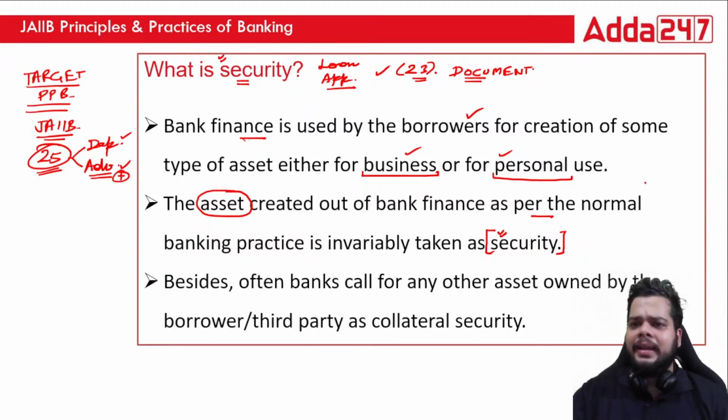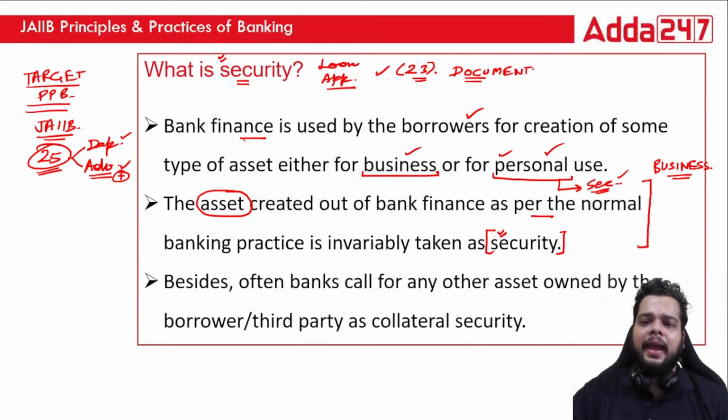You are creating an asset for a business. You might take a business loan. You are having a particular asset for your personal use, that will be a security for the bank. In case the loan which is being disbursed to you fails, you are unable to repay the loan, the bank can avail the benefit of this security, sell it out and recover the amount. Simply stated, this is the meaning of security.